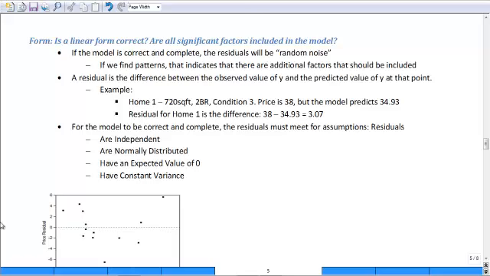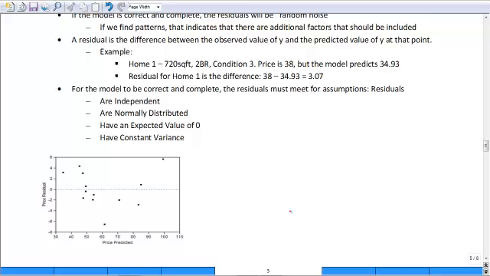What is a residual? Well, a residual is the difference between the observed value of y and the predicted value of y. For example, the first home that we've got in our data set was 720 square feet, a 2-bedroom, condition 3. The price that we've recorded for that home is $38,000. However, the model predicts $34,930. So the residual for that home is the difference, $3,070. And as we take a look at these residuals, we're calculating the residual for every observation in the data set. And then we are plotting the residuals by predicted.